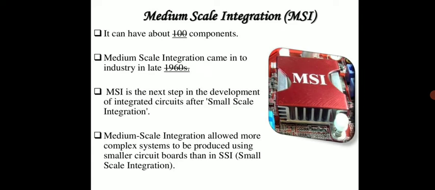Medium scale integration, MSI. It can have about 100 components. Medium scale integration came into industry in the late 1960s. MSI is the next step in the development of integrated circuits after small scale integration. Medium scale integration allowed more complex systems to be produced using smaller circuit boards than in SSI.